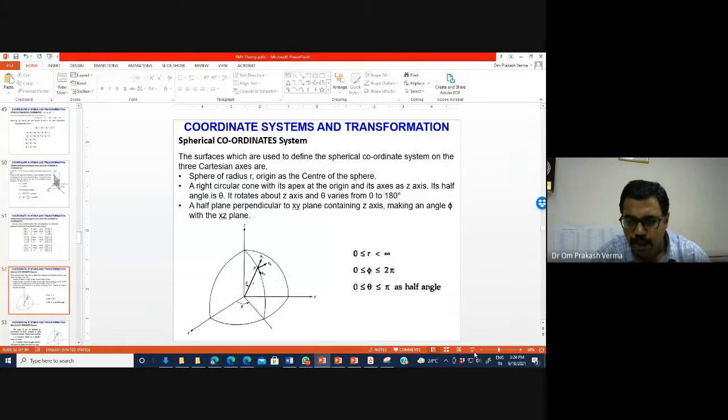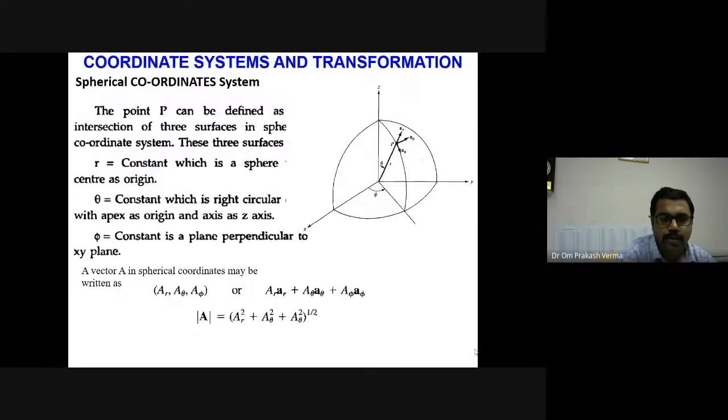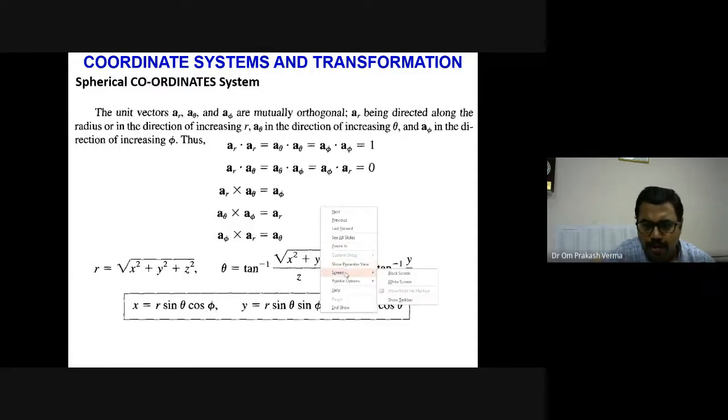So in this way, you can define the spherical coordinate system. This is already known by you, right? Now I will tell you only the important part, the differential length. And how will the differential length be calculated here in this spherical coordinate system?